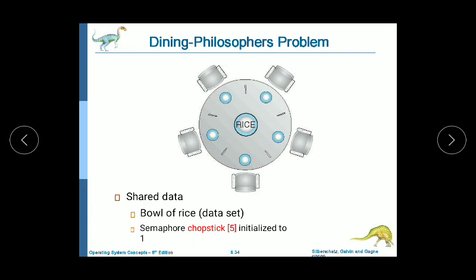So, just assume that a philosopher can eat only when 2 chopsticks are available. In this circular table, if a philosopher requires 2 chopsticks at the same time, only 2 philosophers can eat at the same time. Even though all 5 are hungry, only 2 can eat at the same time.